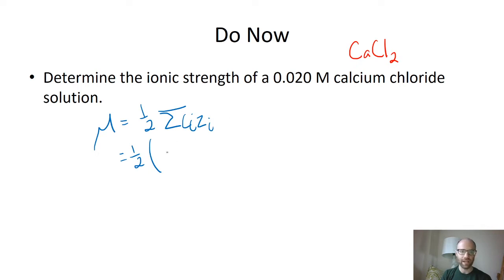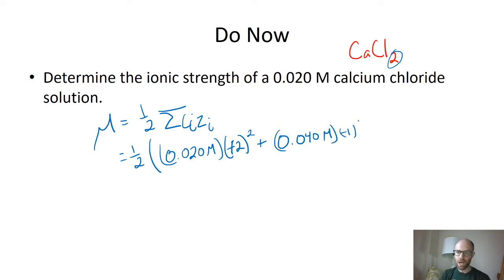the concentration of calcium, which is 0.020 molar, times a plus 2 squared, plus 0.040 molar, because remember, with the two chlorides, you get two chlorides for every mole of compound, times -1 squared, which should give you 0.060 molar. So just a quick reminder of how that works way back from Chapter 7.